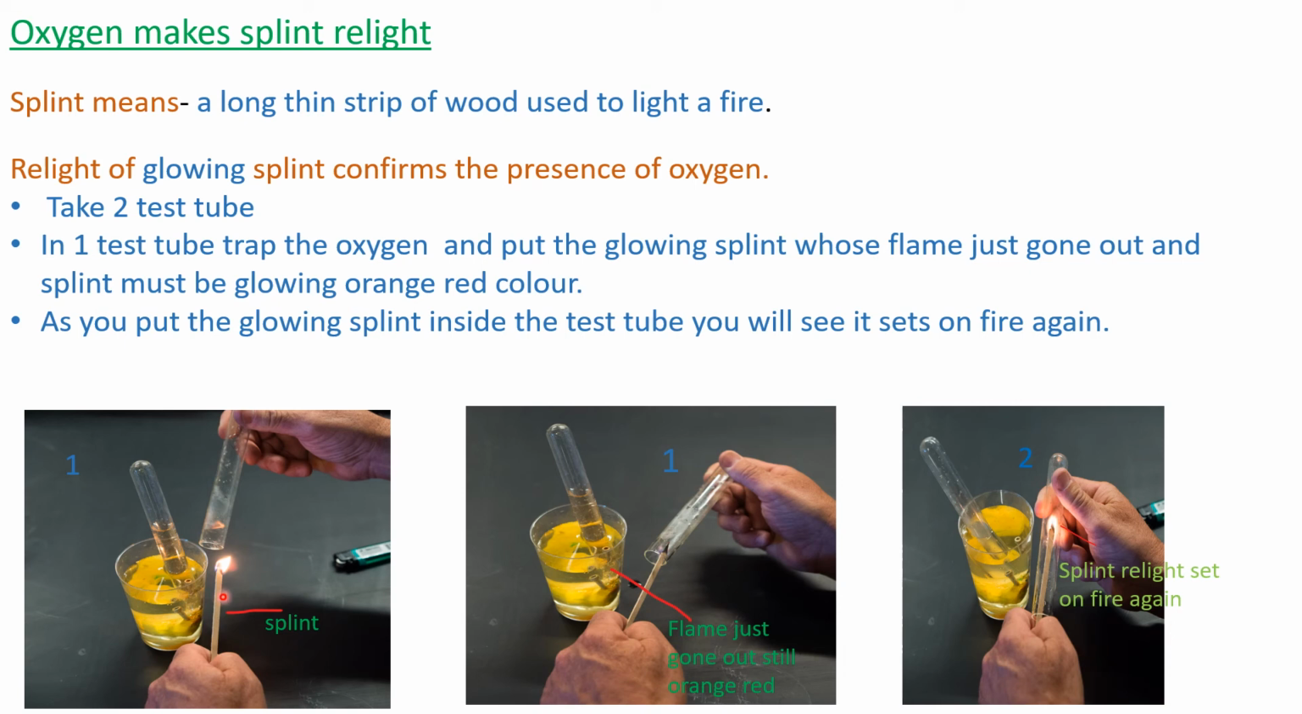You just blow out the splint outside, and there's a little orange red color. When you put that inside the test tube, you will see that it will set on fire again. It is an easy experiment. You can do it at home and try it. It will show how oxygen is present in the air, and air is a mixture.